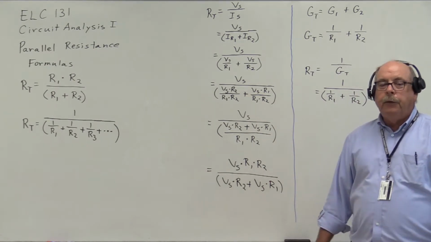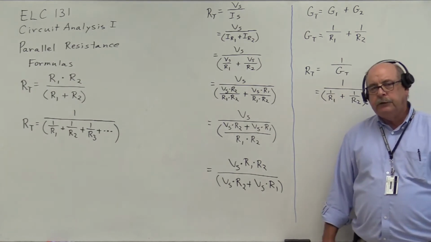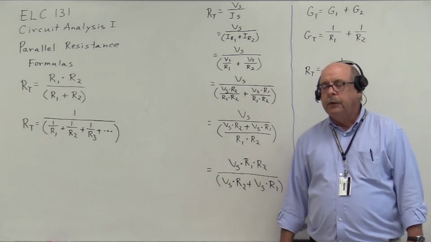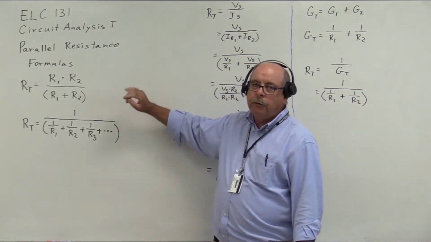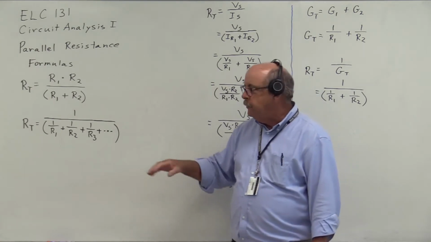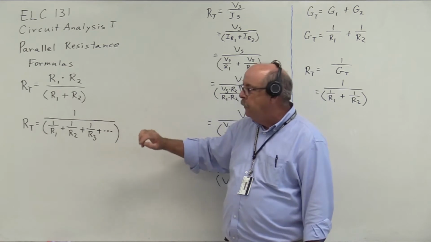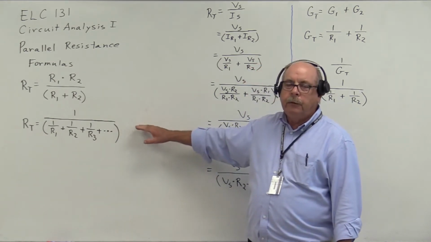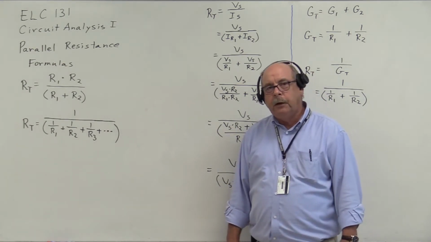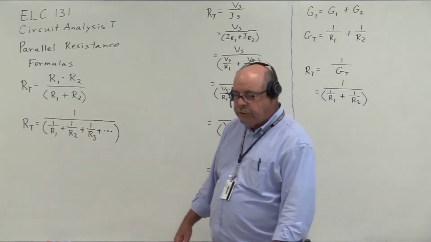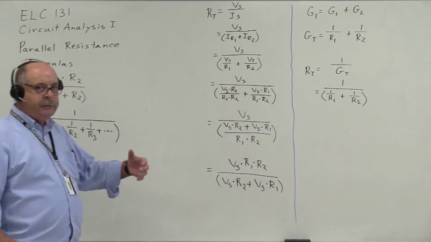So this is ELC 131, Circuit Analysis 1, and the topic is the derivation of our parallel resistance formulas. Now we have two formulas that allow us to calculate the total resistance of parallel resistors: the product over sum, which is valid for two resistors only, and the reciprocal formula, which can be used with any number of resistors in parallel. I wanted to take a moment to show the derivation of these two formulas so you wouldn't think I just made this stuff up.